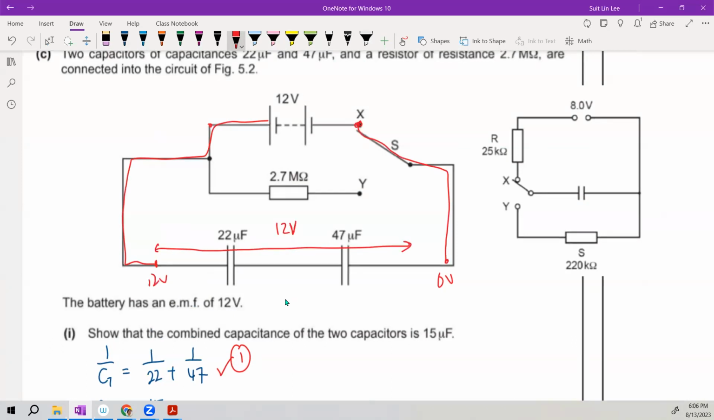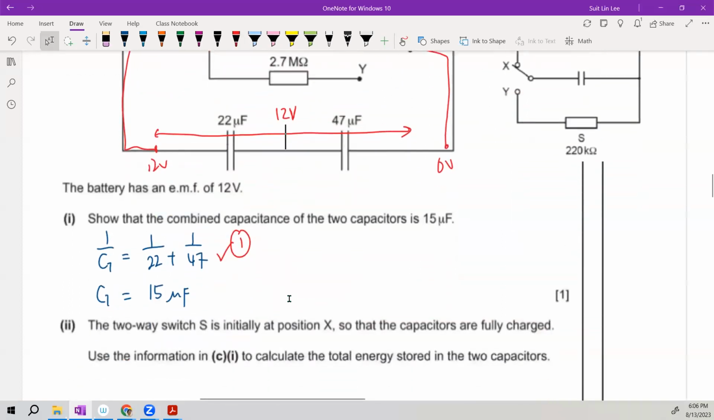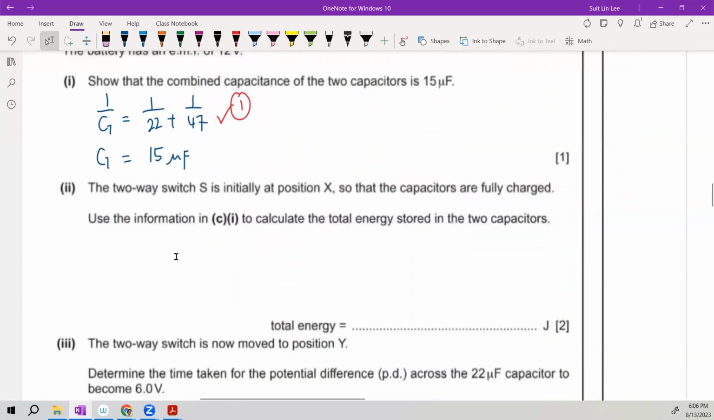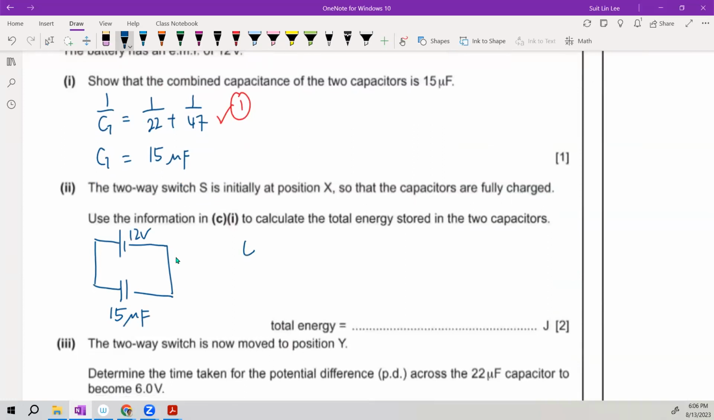So if I want to find the energy stored, of course, I can find it in the individual capacitor. But since I already know the combined capacitance, the circuit can actually be simplified. I have a 12-volt supply, and then I connect this to a 15 microfarad capacitor. So I can use E as half CV squared. Half, 15 times 10 to the power negative 6, 12 squared.